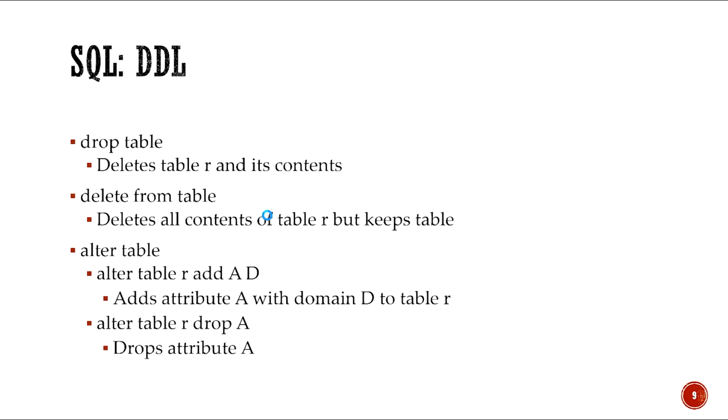When we create the table, we can drop, delete, or alter the table. If we drop a table, it deletes table R and its content. It completely deletes it. If we delete from table, it deletes all contents of table R but keeps the table. And we can alter the table R, and add an attribute with its domain. So alter table adds attribute A with domain D to table R. We can also alter table R and drop A if we want to drop a specific attribute or column.